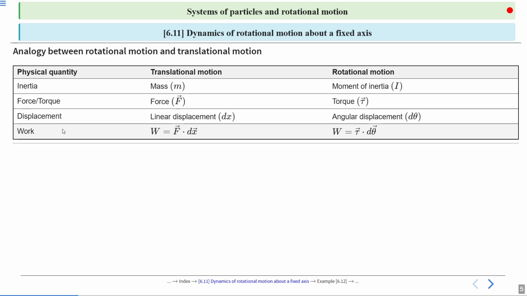Next is work. In linear motion, or translational motion, work is equal to force into displacement, F dot dx. But in rotational motion, work is equal to torque into angular displacement. Linear work depends on force and distance, whereas rotational work depends on torque and angle. Here the angle is theta.